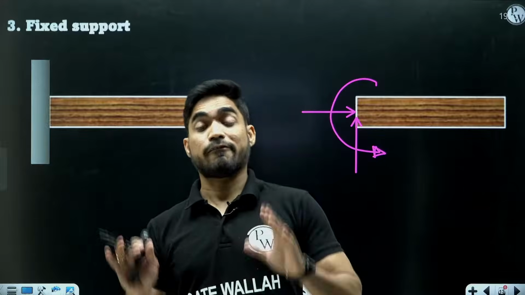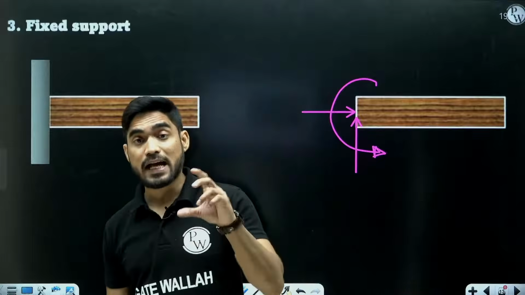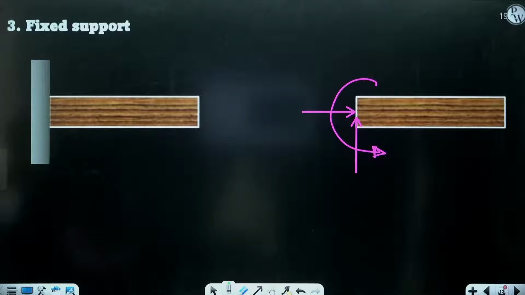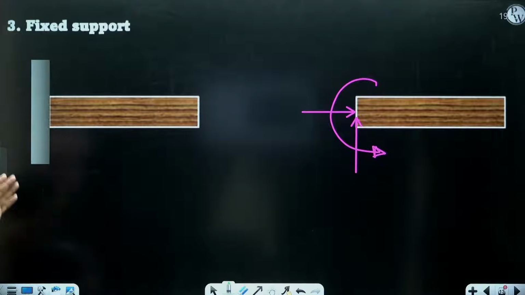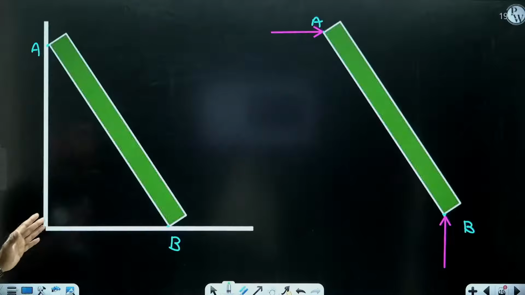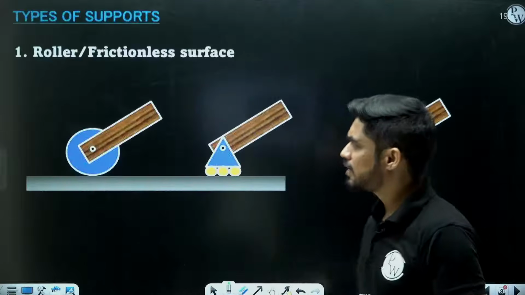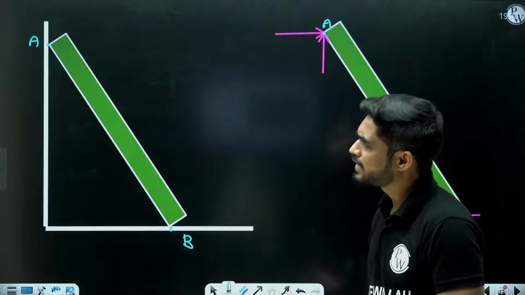But whenever we draw the free body diagram of a body, we will assume all those supports to be of any one of these three categories. So how will we decide whether the support is category number 1, category number 2, or category number 3?